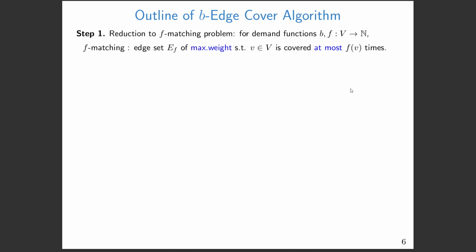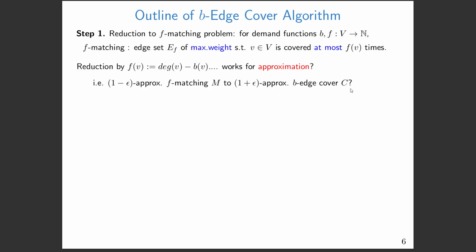However, the issue is that we are addressing an approximation setting. So if we have a 1 minus epsilon approximate F-matching, is its complement a 1 plus epsilon approximate cover or not? Sadly, this does not hold in general.